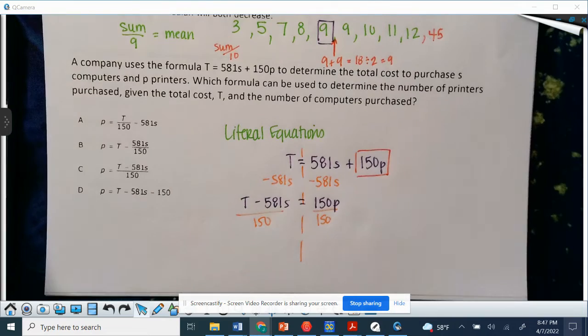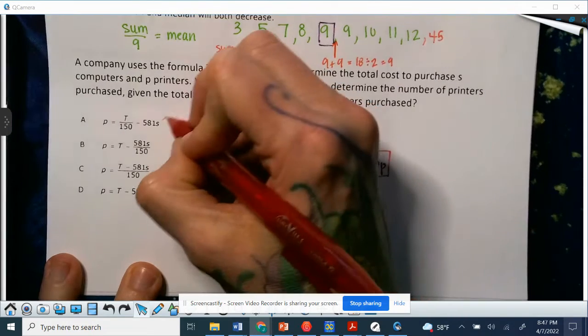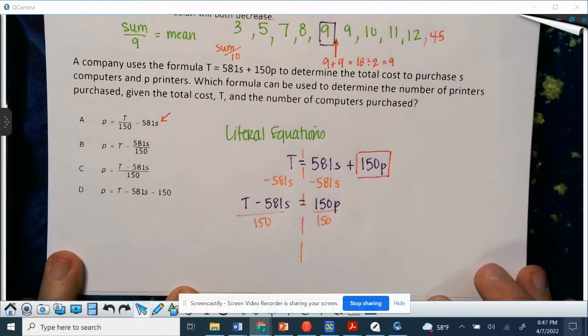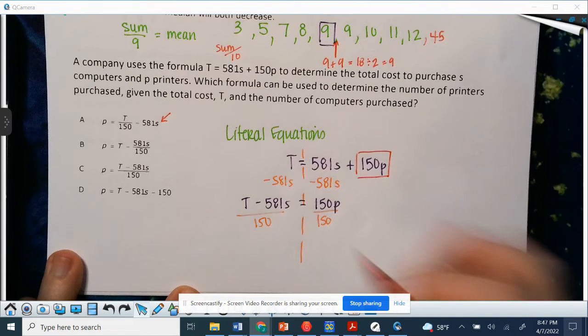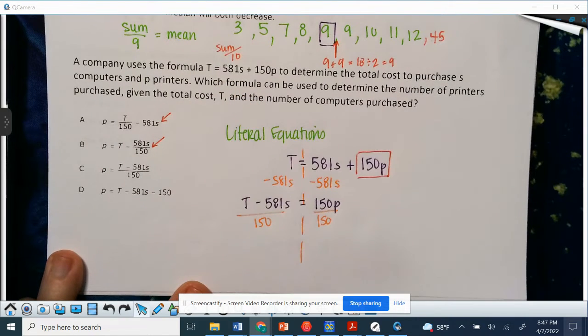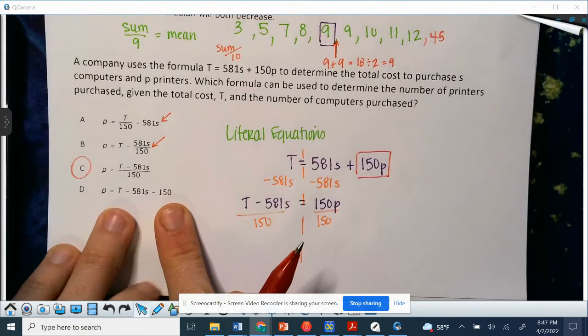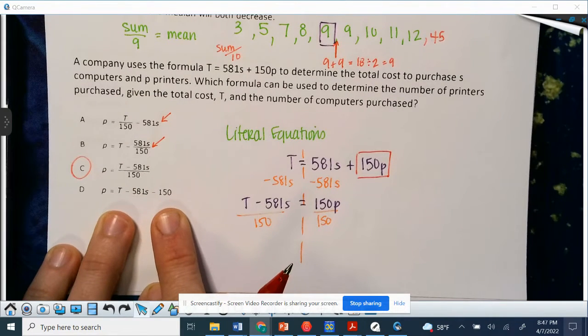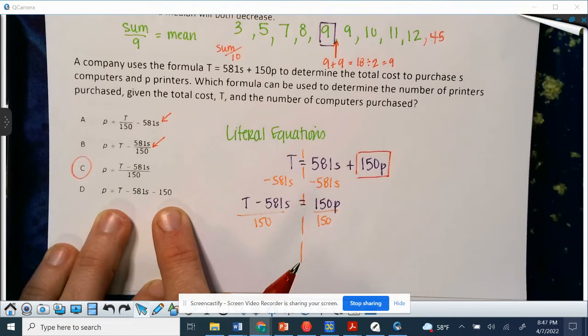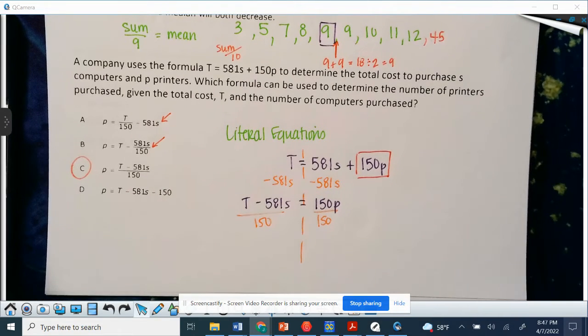Looking at your answer choices, though, this one is missing the 150 from the 581s. This one is missing the 150 from T, which is a problem. This is perfect. And this guy, they just did wild stuff. They just basically moved that 150 off the P magically, however they felt like it. So that's not mathematically sound.